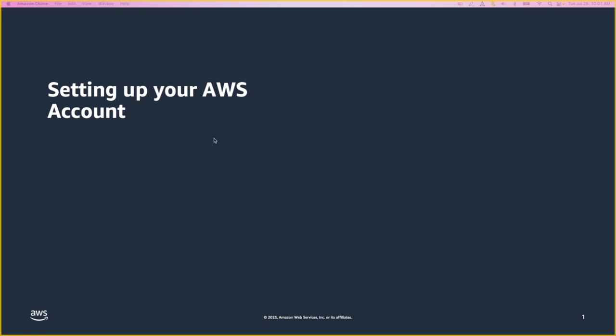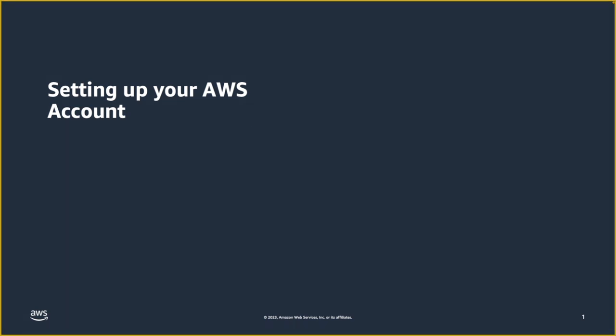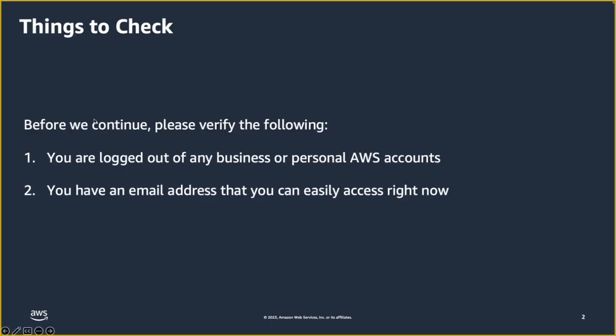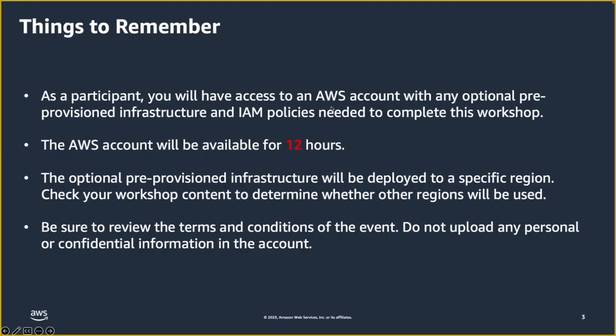So we will be using a pre-provisioned infrastructure to do our workshop today. In order to do that, there are a few things that we need to take care of. Before you continue, make sure you log out of your business or personal AWS accounts. You need an email address that you can easily access right now. And as a workshop participant, you will have access to a pre-provisioned infrastructure with the nodes already deployed to do our workshop today.